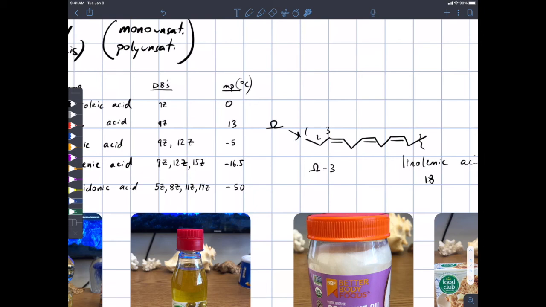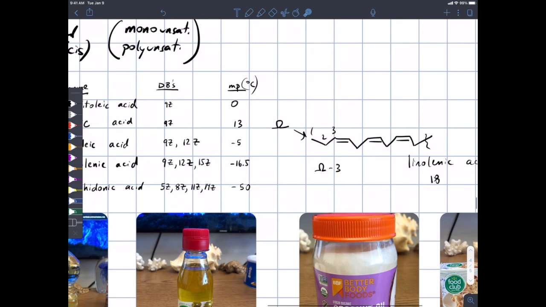But when you hear omega-3, forever now in your life, I want you to be thinking, yes, the cis double bond on the 3rd carbon from the end. And I want you to say that to people, like when you're in the grocery store. Oh, look, these are omega-3 eggs. Yes, the cis double bond, 3 carbons from the end.